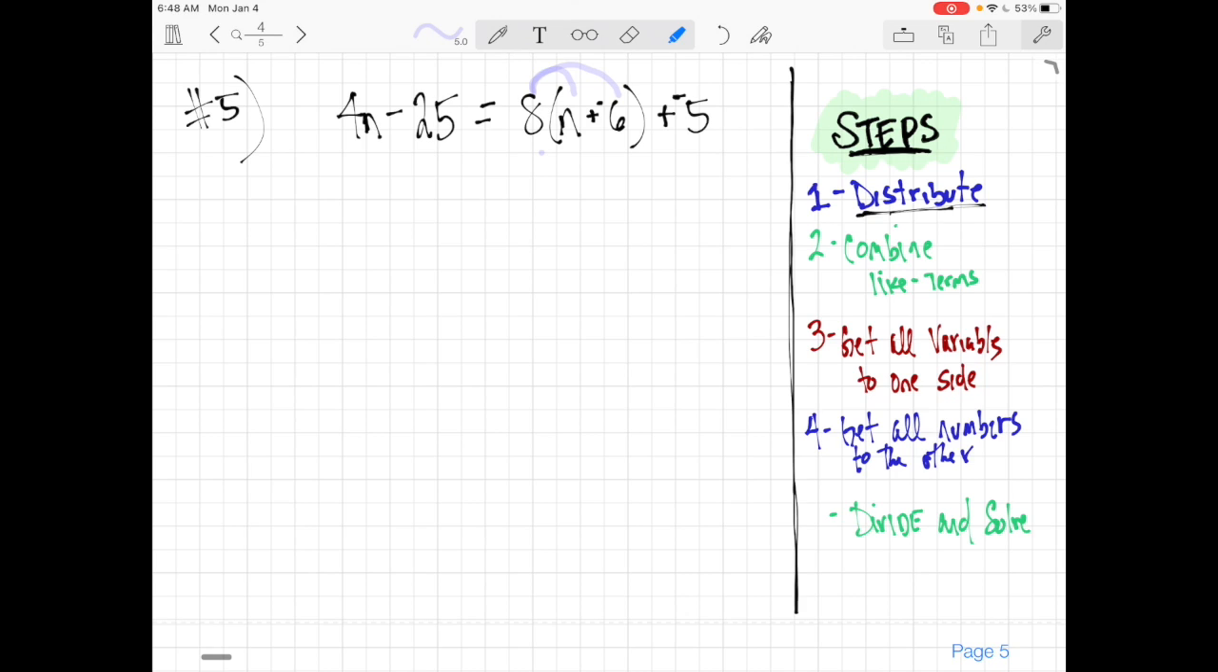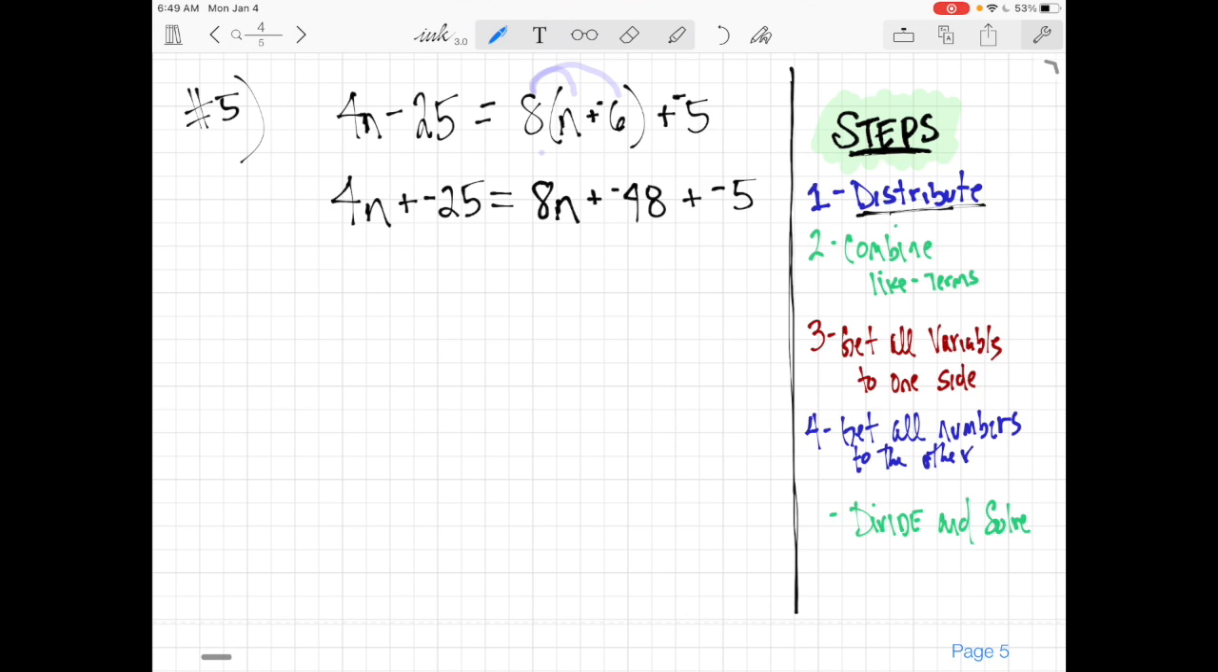Remember, distributing is the same as multiplying by the 2 terms in the parentheses. So 8 times n gives us 8n. And 8 times negative 6, 6 times 8 is 48. So negative 6 times 8 is going to be negative 48 plus negative 5. And we didn't touch the left-hand side, so that's just going to come down, and I'm going to change this to plus negative 25.